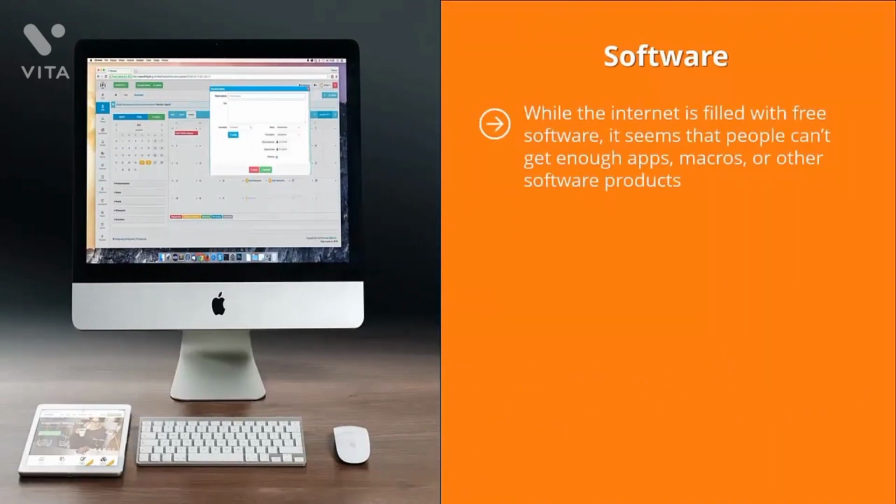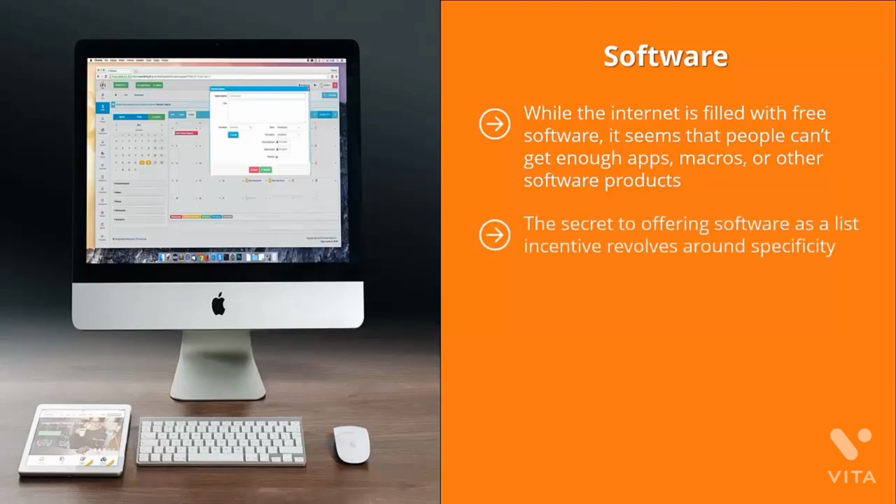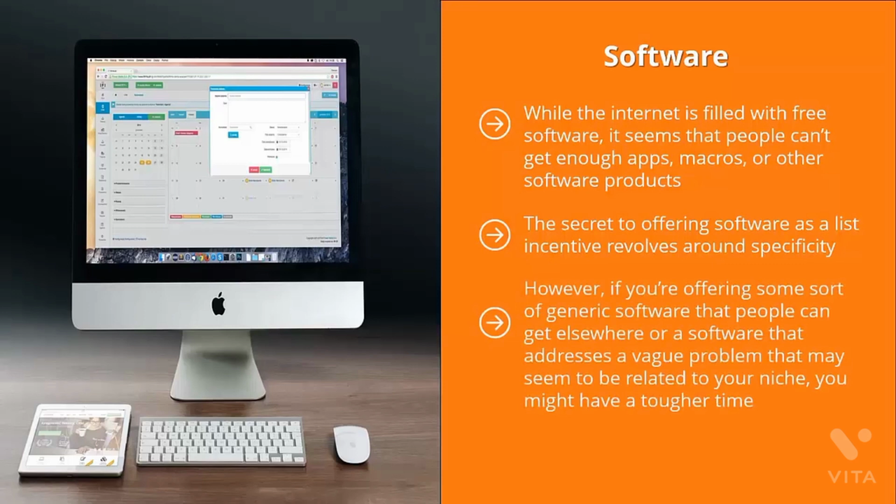Software. While the internet is filled with free software, it seems that people can't get enough apps, macros, or other software products. As long as they solve a specific problem people face, you can bet that offering this free software in exchange for emails will help you build up your mailing list fairly quickly. The secret to offering software as a list incentive revolves around specificity. The more specific the software is to a problem related to people interested in your niche, the higher the chance your squeeze page will convert. However, if you're offering some sort of generic software that people can get elsewhere or a software that addresses a vague problem that may seem to be related to your niche, you might have a tougher time.